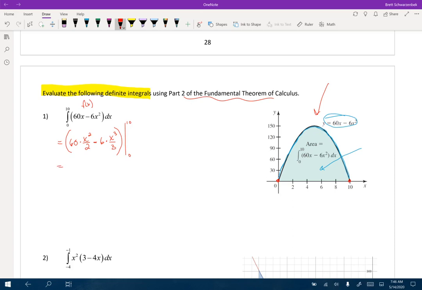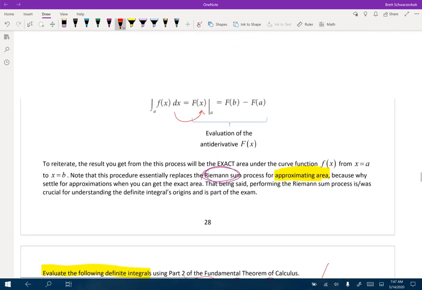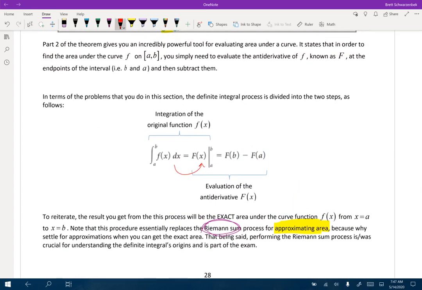Okay, let's do a little simplifying. So this will be 30x squared minus 2x cubed. Actually, let's give myself some space over here. This is going to be 30x squared, again, minus 2x cubed, evaluated from 0 to 10. Okay, so we have completed the second step. So we went from here to here, and now we are done with this step of the process. So now we have to go from here to here. So what does that look like?